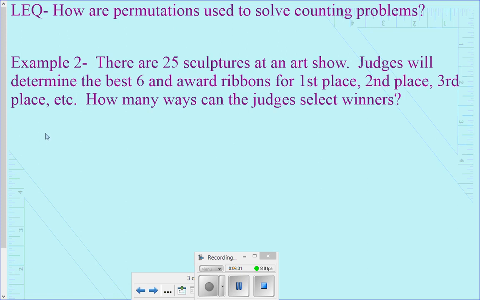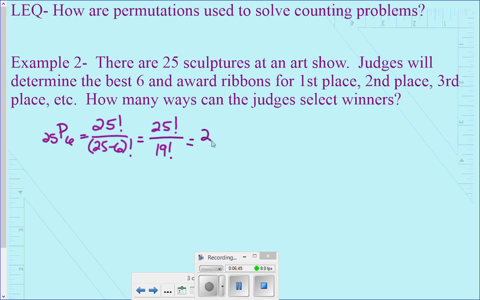We're picking from 25, and we're picking and arranging 6. So that's going to be 25 factorial over the quantity 25 minus 6 factorial, which is 25 factorial over 19 factorial, which the 19 factorials will cross off, and I'll be left with 25 times 24 times 23 times 22 times 21 times 20. And that simplifies to, let's see here, 127,512,000.